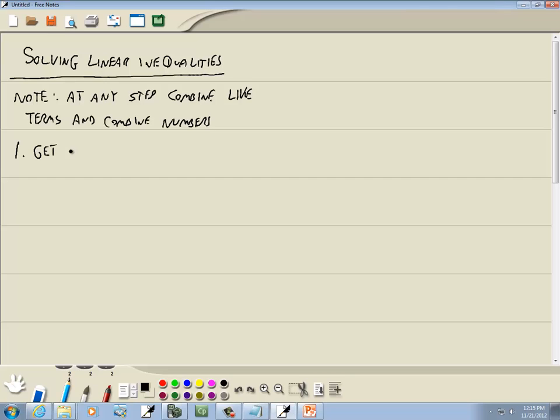Our first step is to get rid of parentheses. We do that with the distributive property. Our second step is to get rid of fractions. We multiply everything by the LCM of all our denominators to do that.